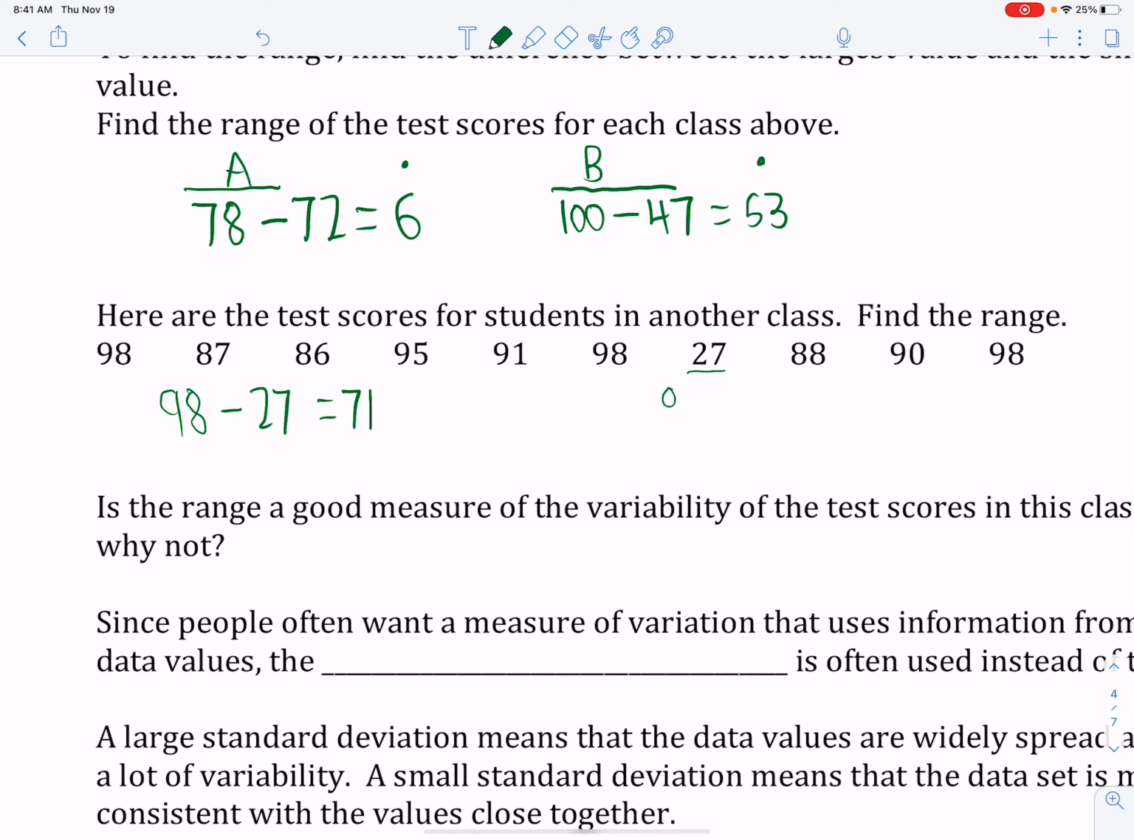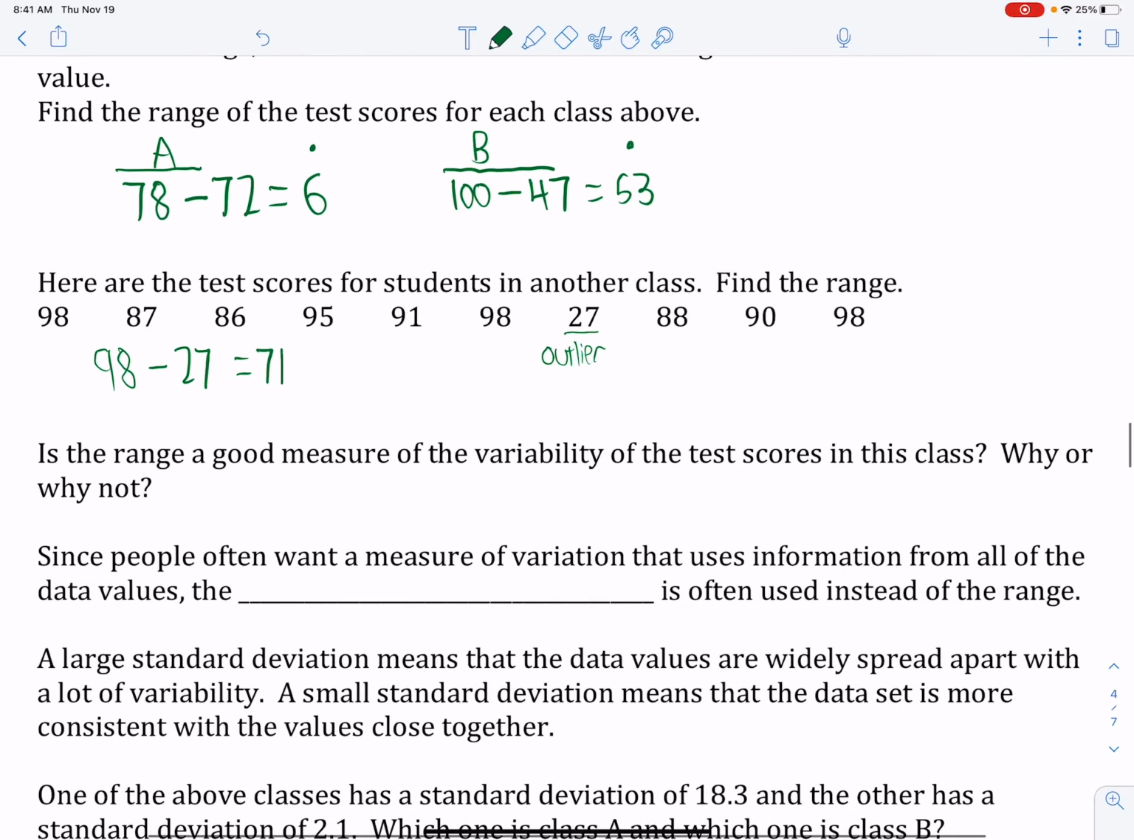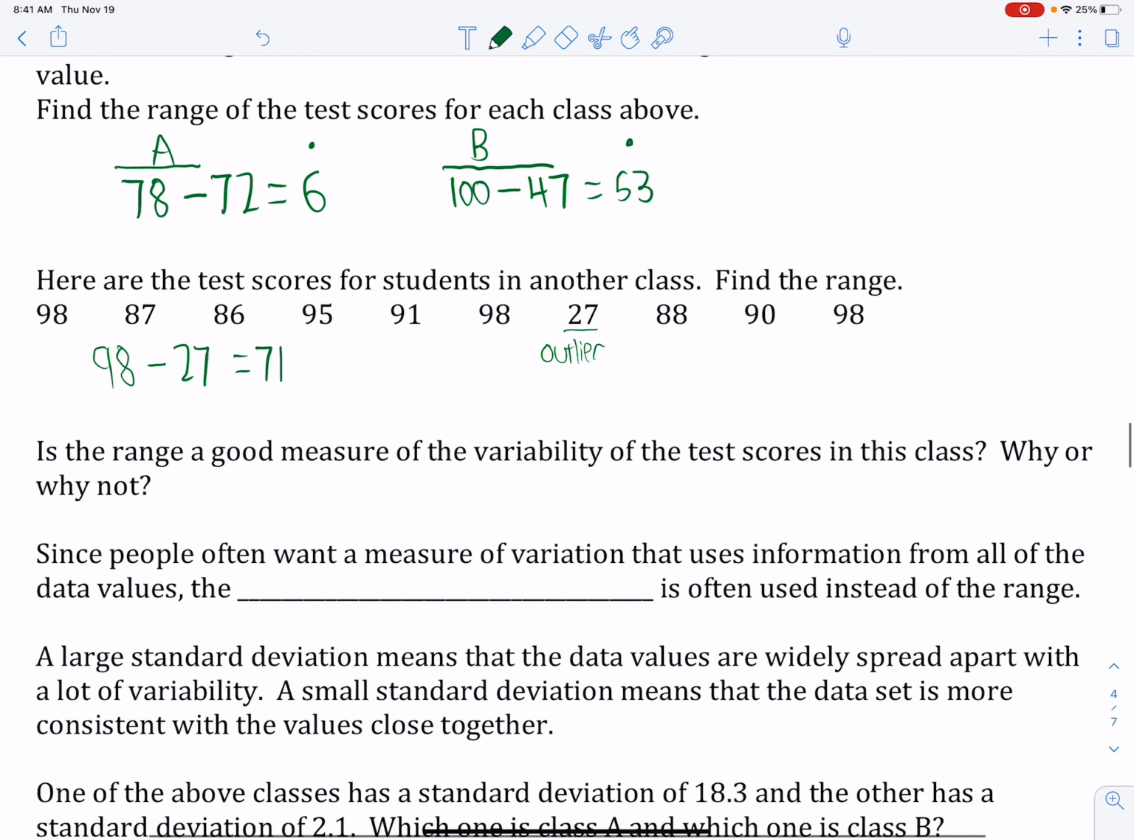When you have one or two unusually low or high values, those are what we call outliers. Unusually high or low values that might throw off the class average. In this case, that 27 would probably pull the class average down. So here I would say the range is not really a good measure of the variability or the spread of the test scores in this class. And the reason is the 27 is the only value that's not close to the others.